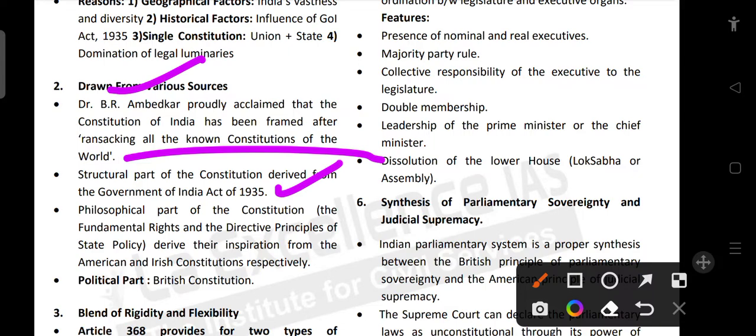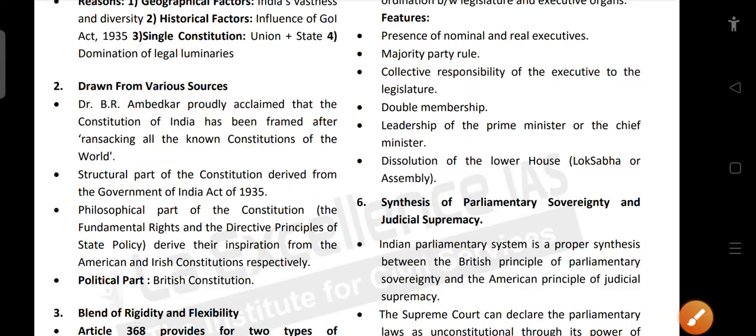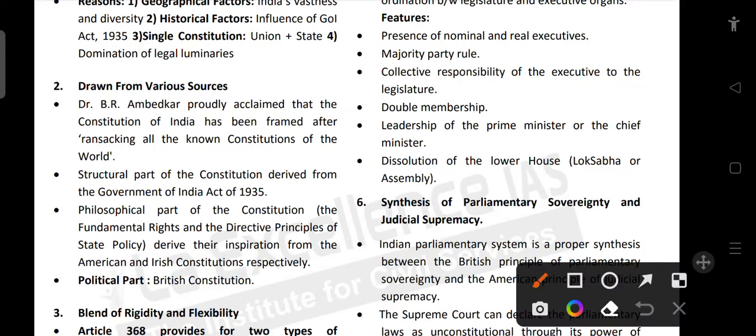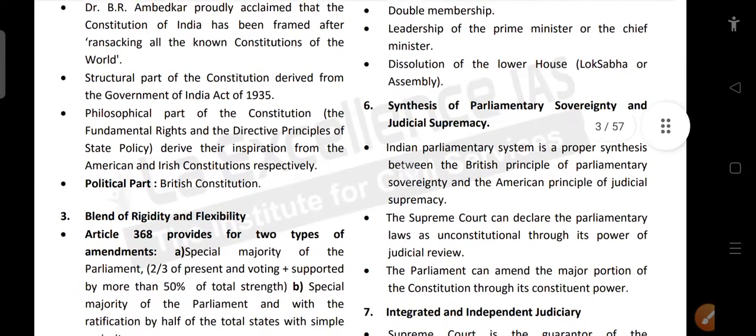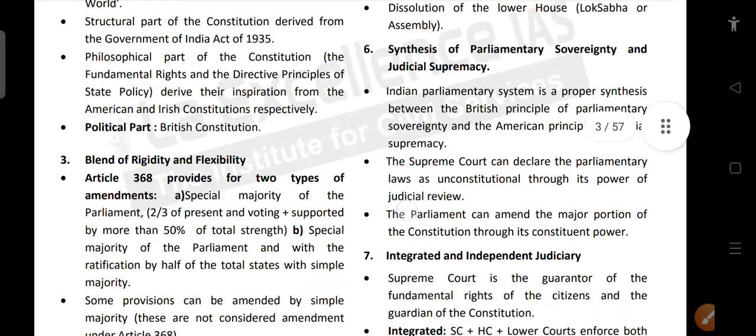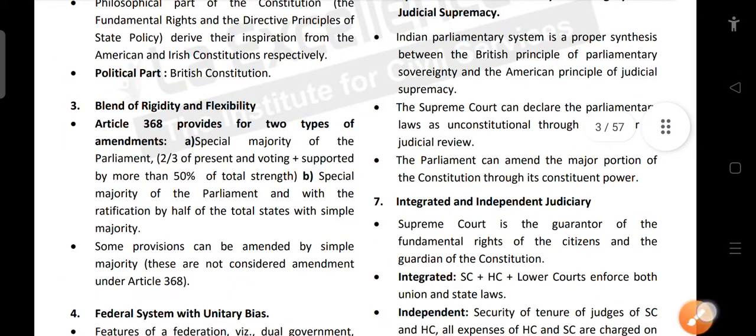The structural part is derived from the Government of India Act 1935, whereas the philosophical part of the constitution, like fundamental rights, is inspired by the American constitution, and DPSP is from the Irish constitution respectively. Now the political part, like the parliamentary system, is derived from the British constitution.